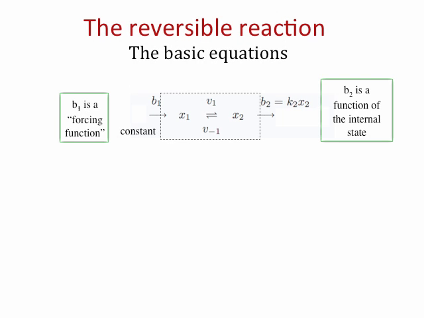I have now drawn a dashed box around the reversible reaction between x1 and x2 that we dealt with in detail in chapter 4. Now I have an input, a boundary flux number 1, B1, and I have an efflux or an outflux, or an output, I should say, boundary flux B2, which describes how x2 leaves the system.